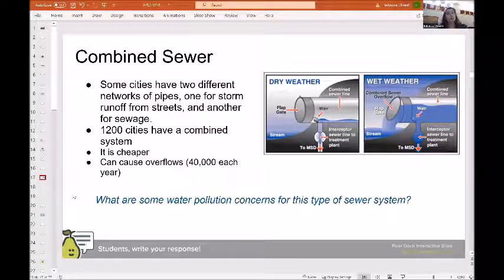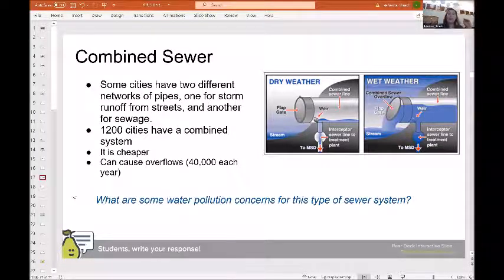So what do we do with just the water that is coming off of our streets, especially when you've got precipitation or water just draining off of roads? So some cities have two different networks of pipe. So you've got the storm runoff from the streets. It kind of goes out and does its own thing. And then you have one for sewage. So it kind of separates out and makes sure that sewer water or wastewater from houses are going and getting treated.